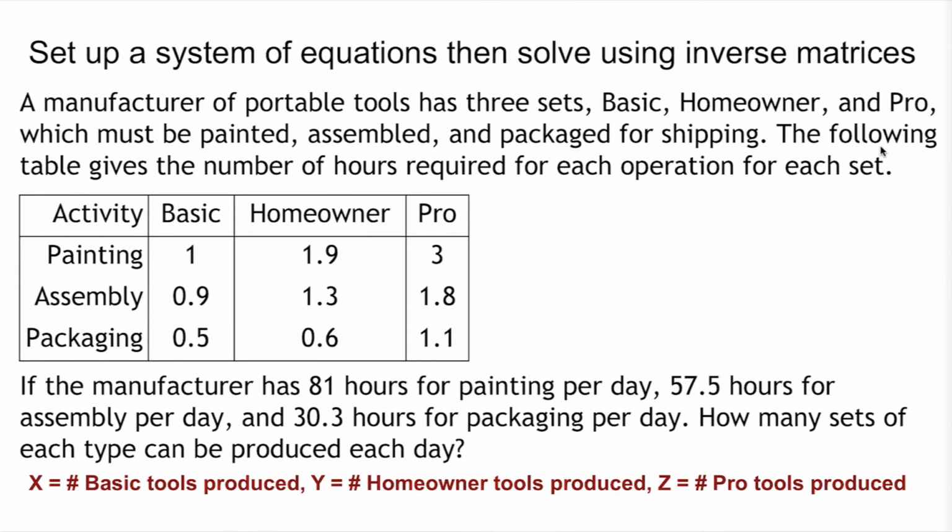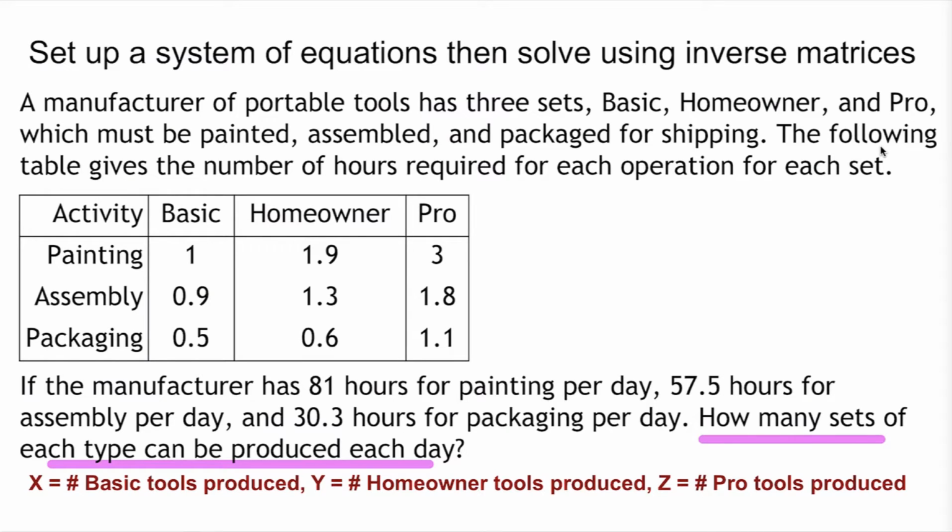If the manufacturer has 81 hours for painting per day, 57.5 hours for assembly per day, and 30.3 hours for packaging per day, how many sets of each type can be produced for each day? So since we're looking for how many sets of each type of tools can be produced each day, I'm going to let X be the number of basic tools produced, Y be the number of homeowner tools produced, and Z be the number of pro tools produced.